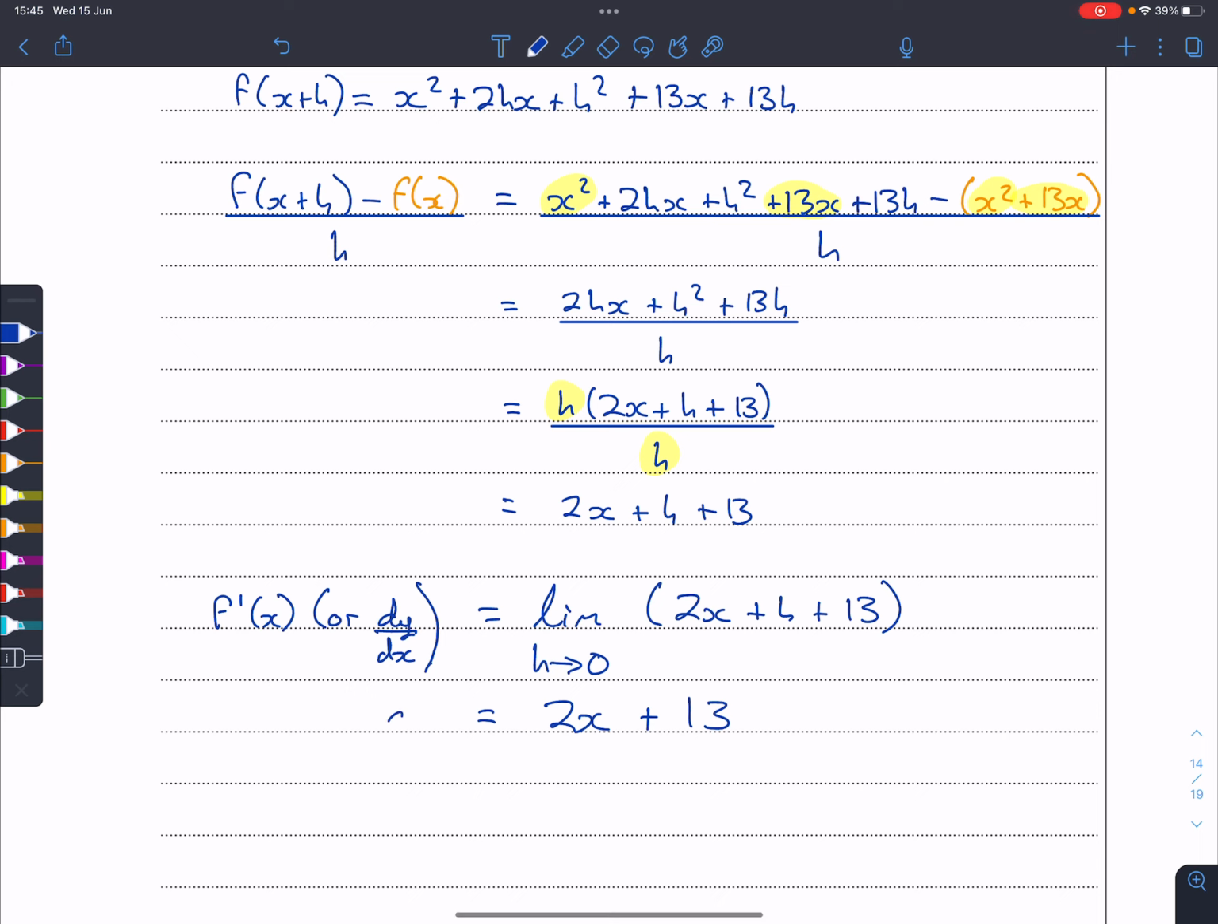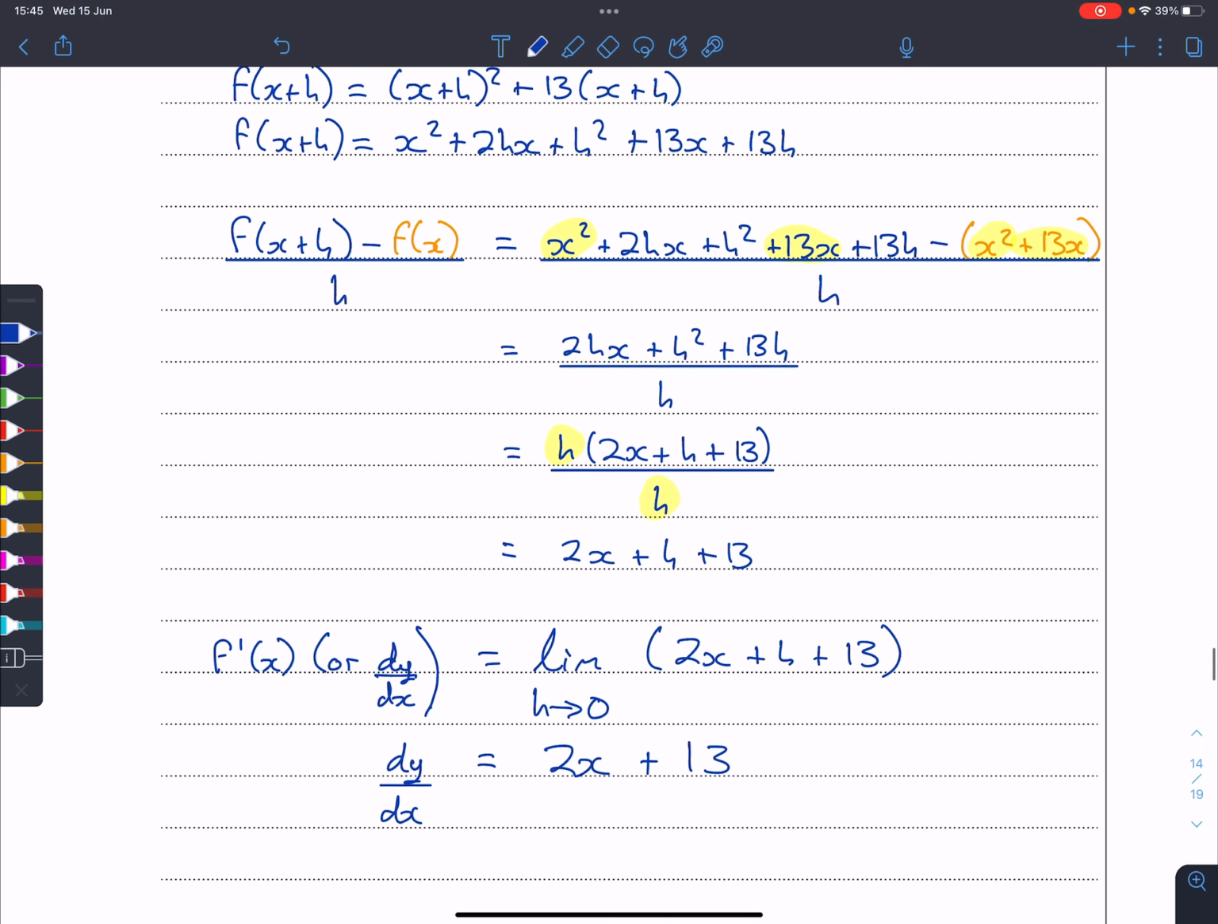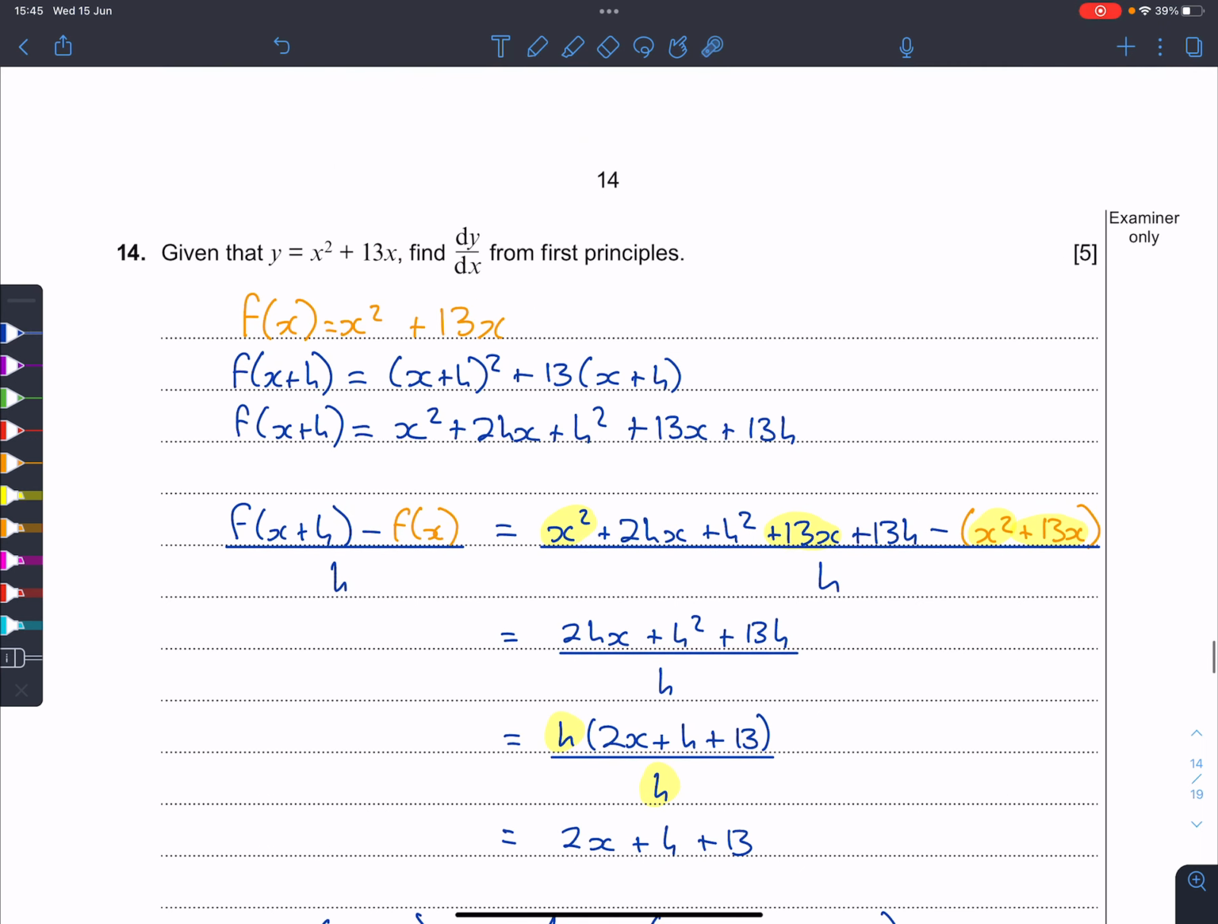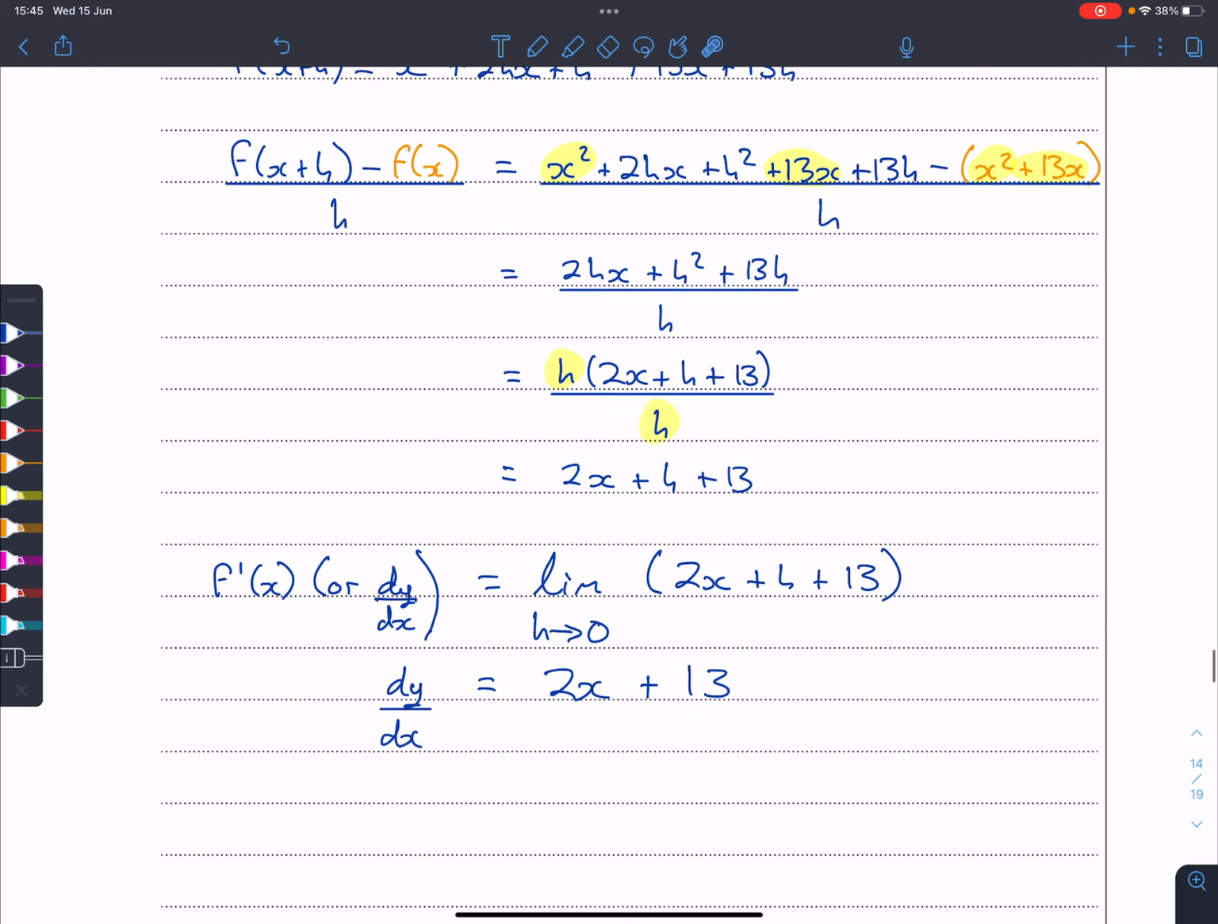So my dy by dx, or my f prime, however you want to write it, is 2x plus 13. And you can check whether that's right, because you should know quickly that the derivative of x squared plus 13x is 2x plus 13. Well, that's how you get there.